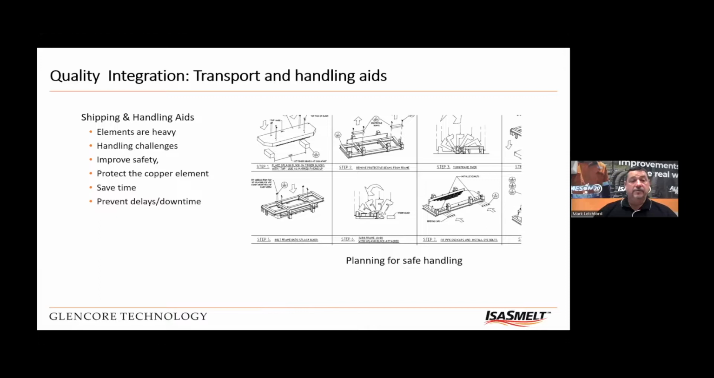So the first one is transport and handling aids. Often these blocks are hard to handle. They're heavy and sometimes odd shapes. So we'll look at the transport and handling to make sure that they can arrive at site undamaged and that they can be handled safely. That saves time and prevents downtime, which means your furnace can get back to productivity sooner.